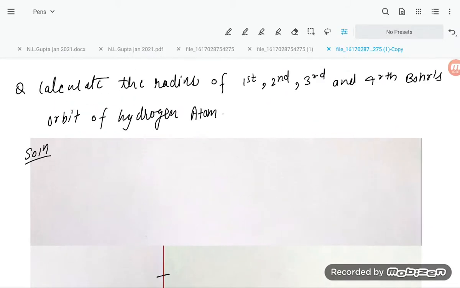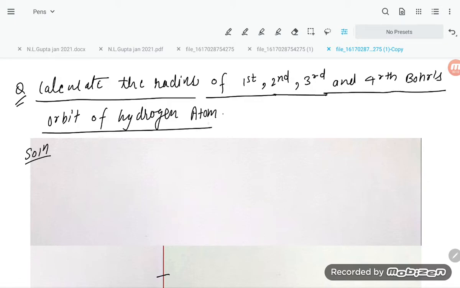Hello students, let us see one problem. What is the problem, student? The problem is to calculate the radius of the first, second, third and fourth Bohr orbit of the hydrogen atom.